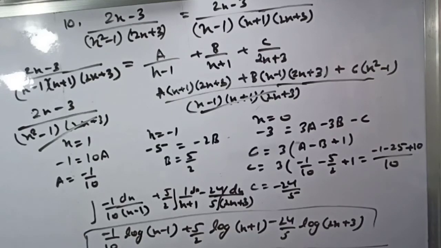So let me check. The question number is 10. Okay, 5 by 2 log of x plus 1 minus. Okay, the rest is right. So a little bit change here. It is 2, so multiply by 2 over here.